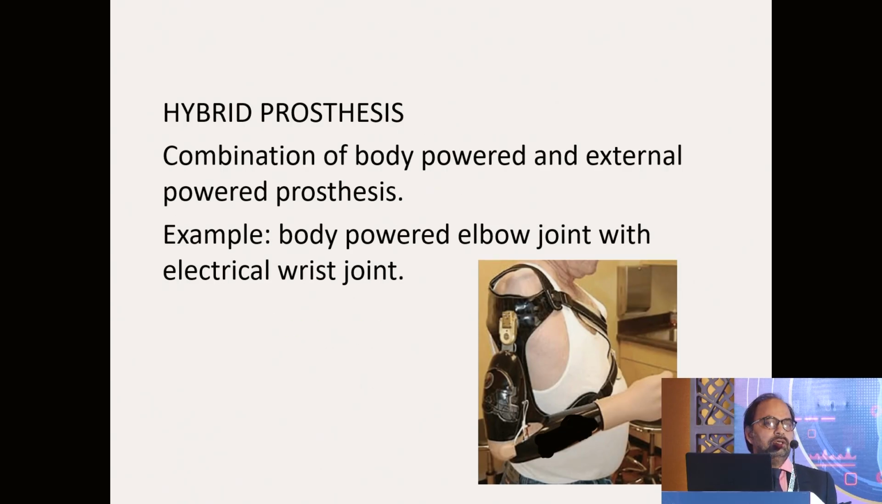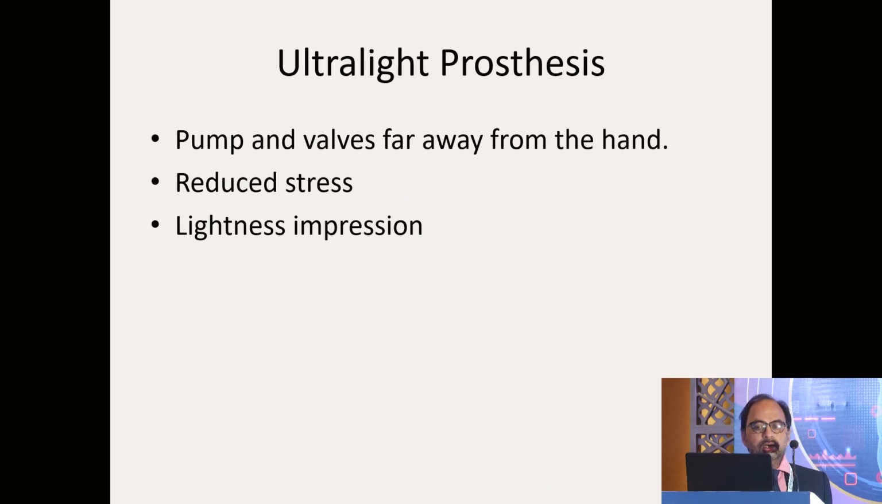Now there is another variety, the hybrid prosthesis. In this, we combine both body powered as well as external powered prosthesis. So if you see in this example, there is body powered elbow joint and electrical wrist joint. And there are ultralight prostheses where pumps and valves are far away from the hand. This reduces stress and gives an impression of lightness.